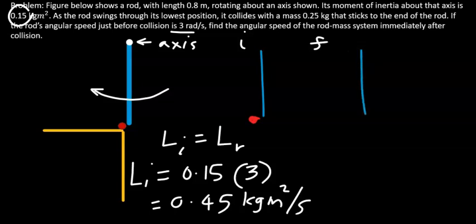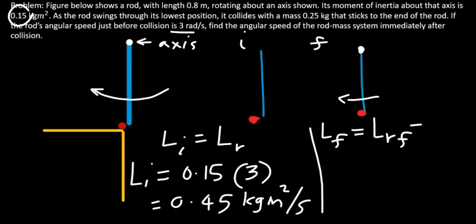So you still have that rod, but now the mass is attached to it, and they will move together as a rotation about an axis passing through the top end of the rod and perpendicular to the page. So let's calculate the angular momentum in the final state. The angular momentum in the final state is the angular momentum of the rod in the final state plus the angular momentum of the mass in the final state.